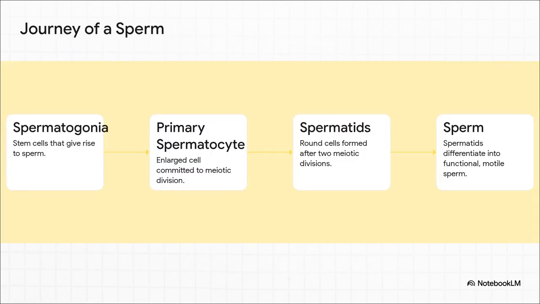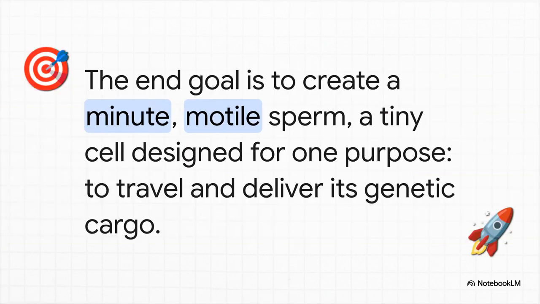The journey of a sperm cell is a lot like a super organized assembly line. It starts with these stem cells, the spermatogonia. They grow up a bit, become primary spermatocytes, and then they go through those two big rounds of meiotic division. What you get are spermatids, which kind of just look like normal round cells. But then, and this is the amazing part, comes the final transformation, where they morph into the functional, swimming sperm we all recognize.